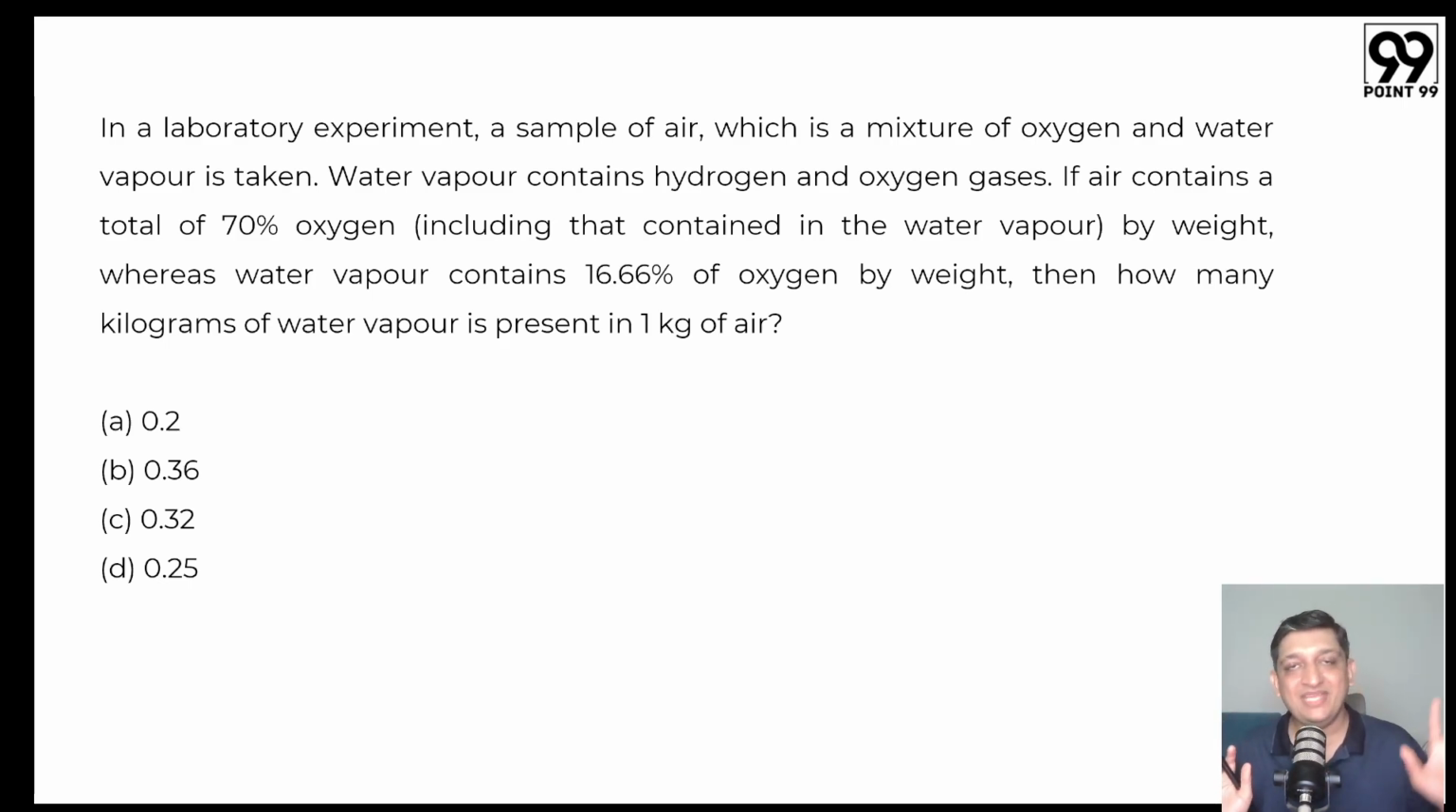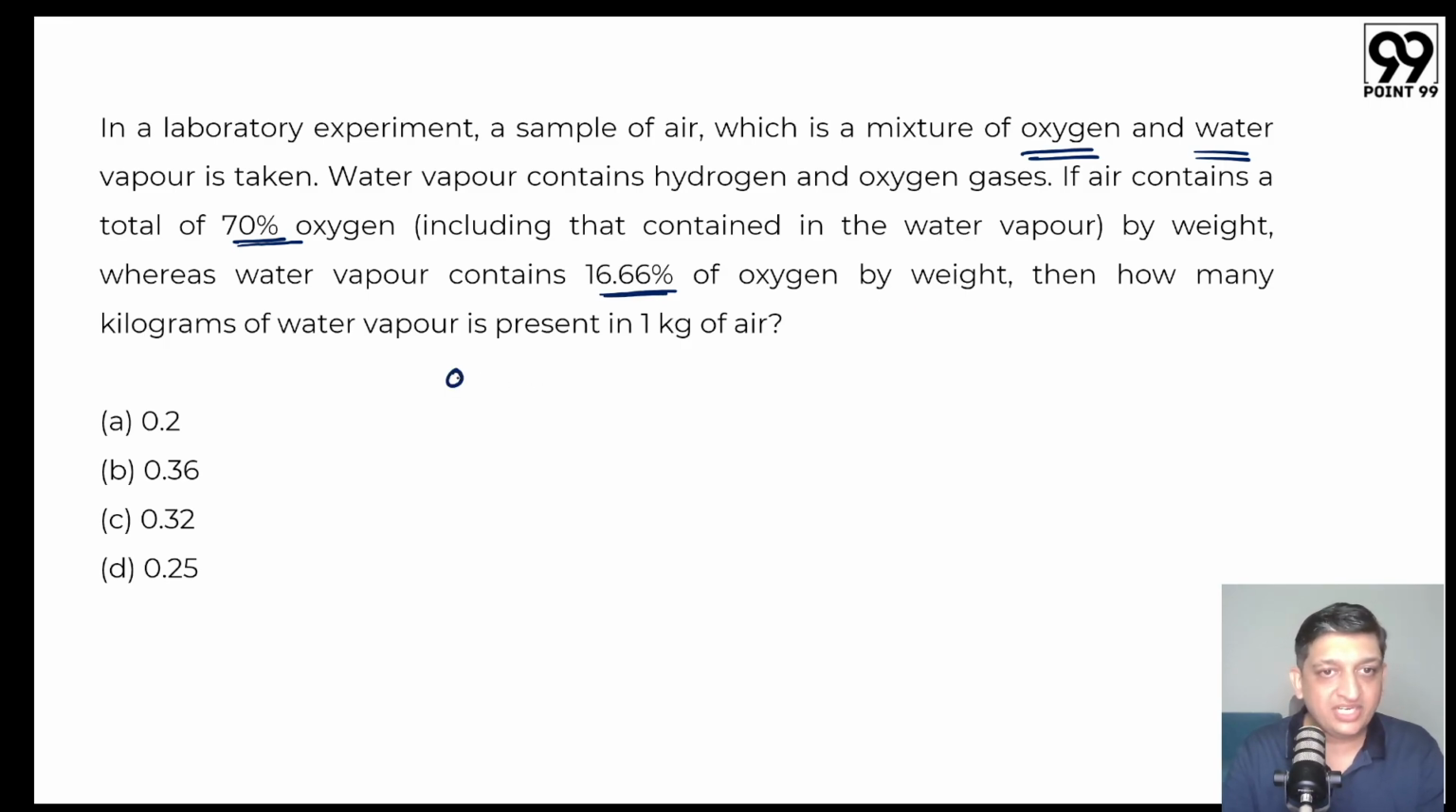We are just saying that air exists and there are two components present in air. One is oxygen, one is water vapor. Water vapor contains hydrogen and oxygen gases, so there are two things in water vapor as well. One is pure oxygen, the other is a mixture that has some part oxygen. If air contains a total of 70% oxygen, including that contained in water vapor, so air entirely contains 70% oxygen, whereas water vapor contains 16.66% of oxygen by weight.